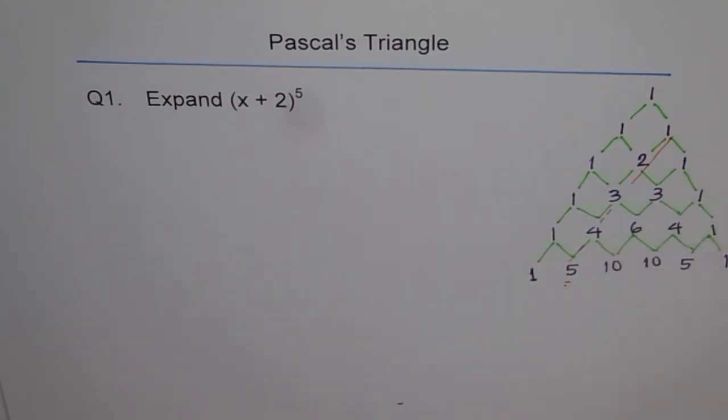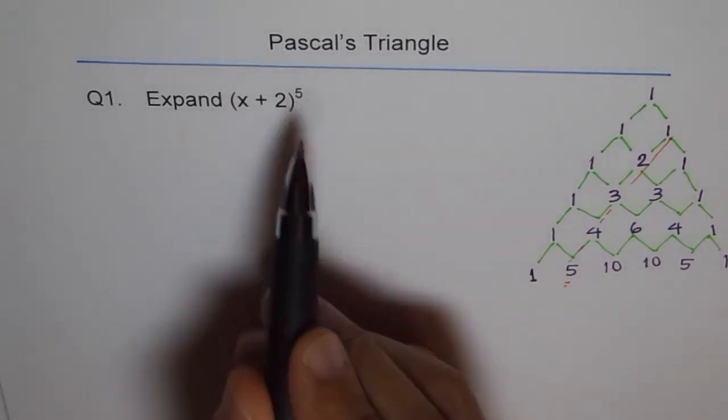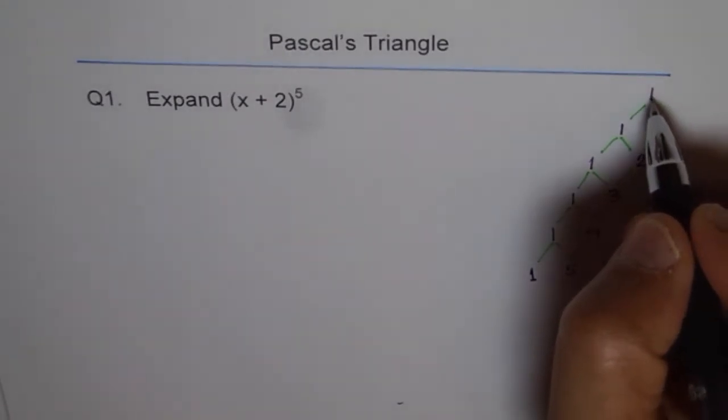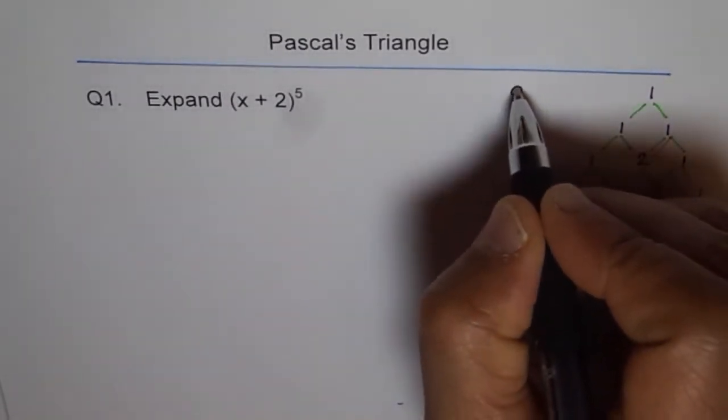Now let's try to expand it and see how it works out, right? So first thing is, because the exponent was 5, we went to the 5th row, right? You remember this is the 0th row when we start. So here is the 0th row, right?